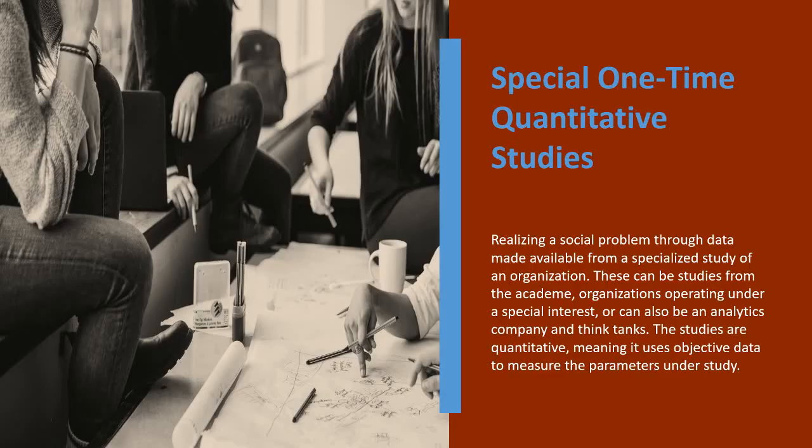The second common way is the special one-time quantitative studies. Similar to statistical surveillance, special one-time quantitative studies also use objective data to study an area of interest. But unlike surveillance that is often done regularly, this is usually conducted one time or as needed.